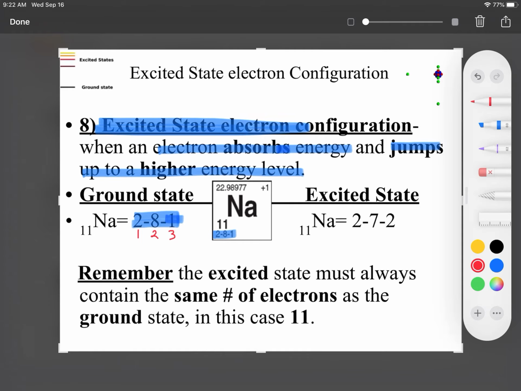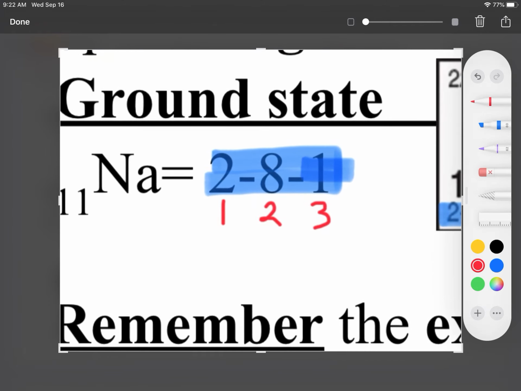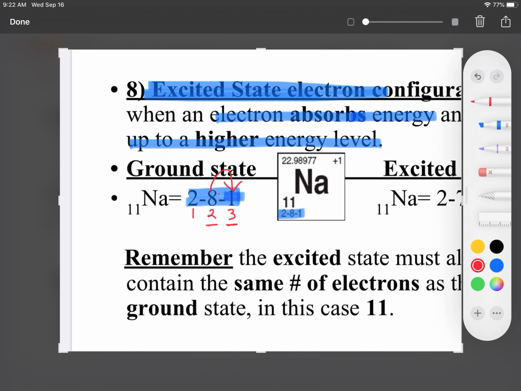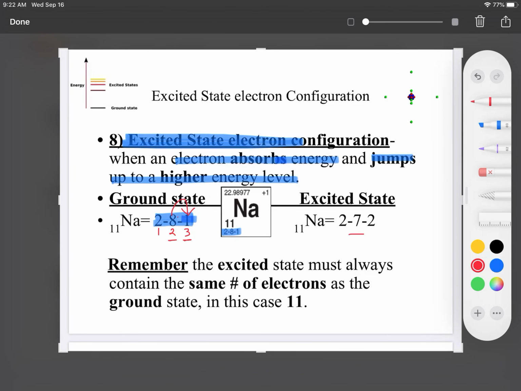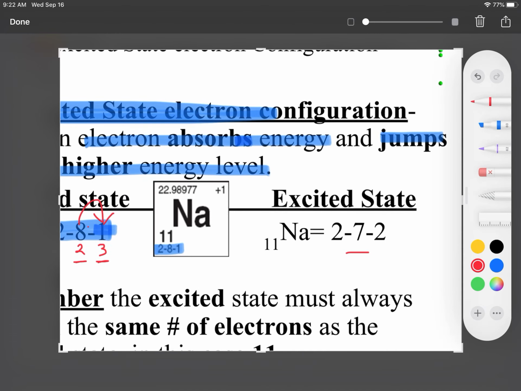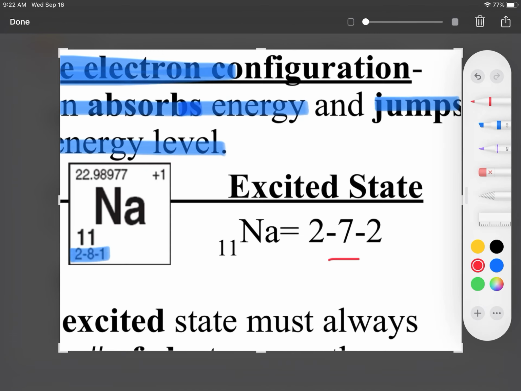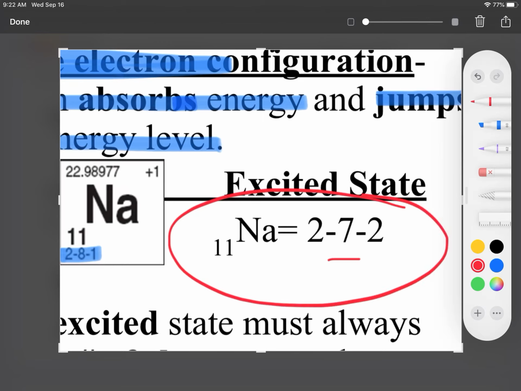Okay, so let's look over here. Normally, when the electrons jump up, they're going to jump up from the second to last level to the last. So the second to last level here is the second level. The last level is the third level. So this electron will simply jump up. So when an electron leaves 8, well, 8 minus 1 will become 7. And the 1, if it gains 1, will now become 2. This is the excited state configuration.